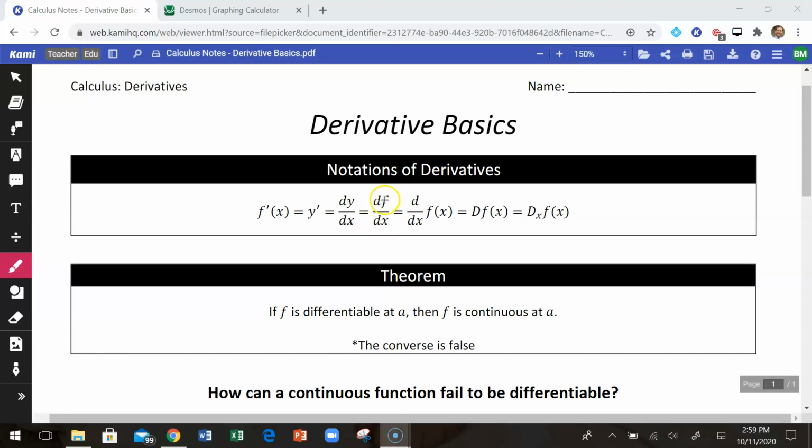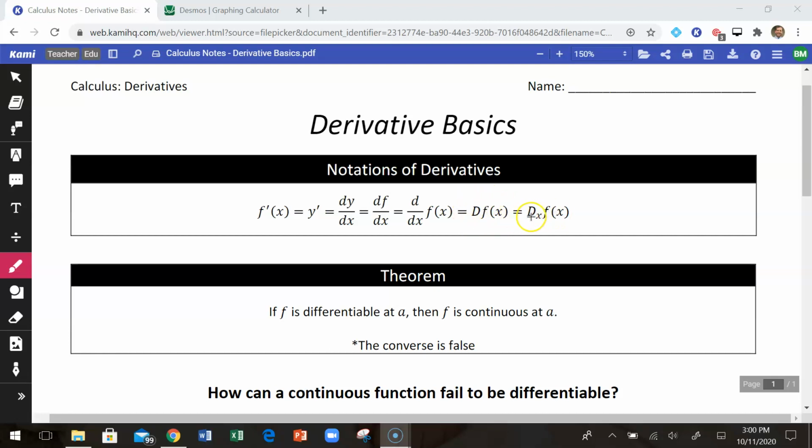Df over dx, again just replacing y with f there. Sometimes you'll see this d dx of f of x. I'll use that notation when I give you a function f of x and I want you to find the derivative. I'll just say do d over dx of f of x, and that just means take the derivative of f of x. Okay, so you'll see that sometimes. And then sometimes you'll just see them replace all of that with a capital D. D f of x means the derivative of f of x.